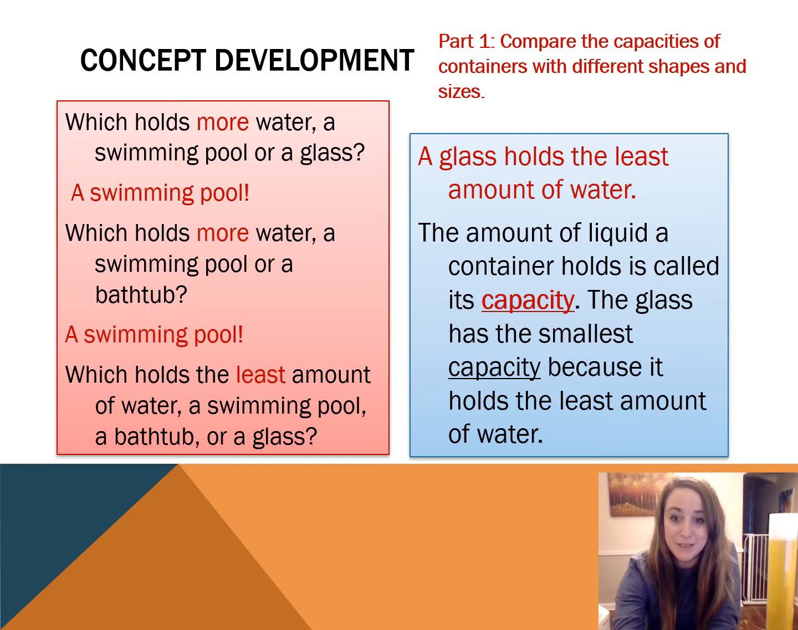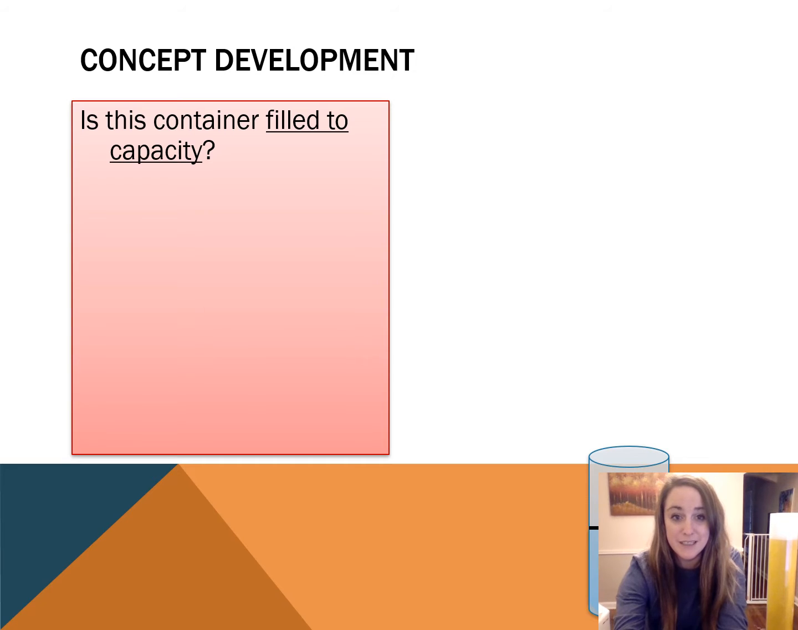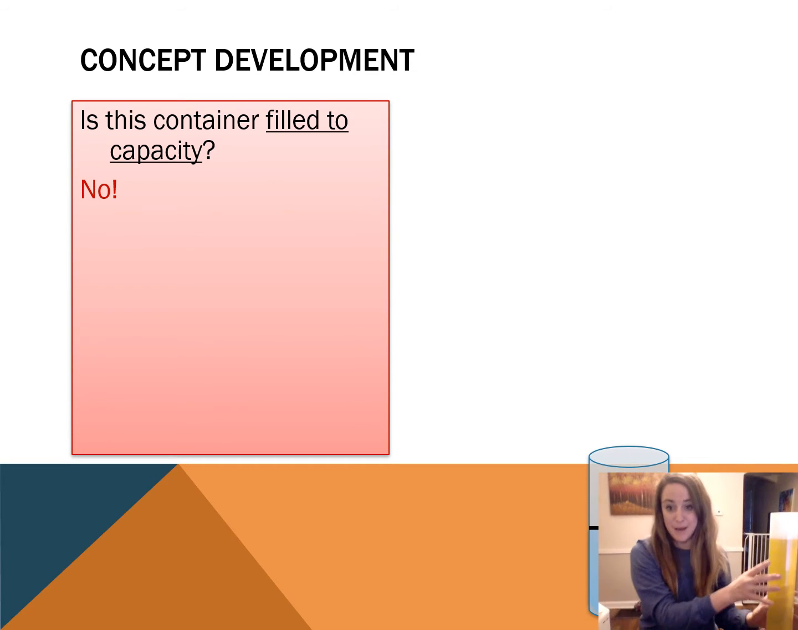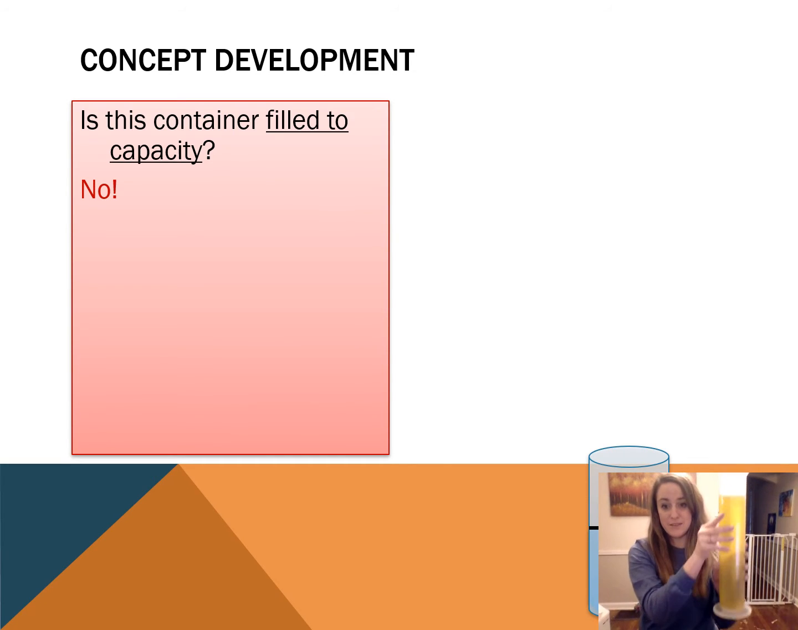The amount of liquid a container holds is called its capacity. The glass has the smallest capacity because it holds the least amount of water. Now, is this container filled to its capacity? Just lift it up so you can see all of it. Nope, it's not filled up all the way. We have some space up here.